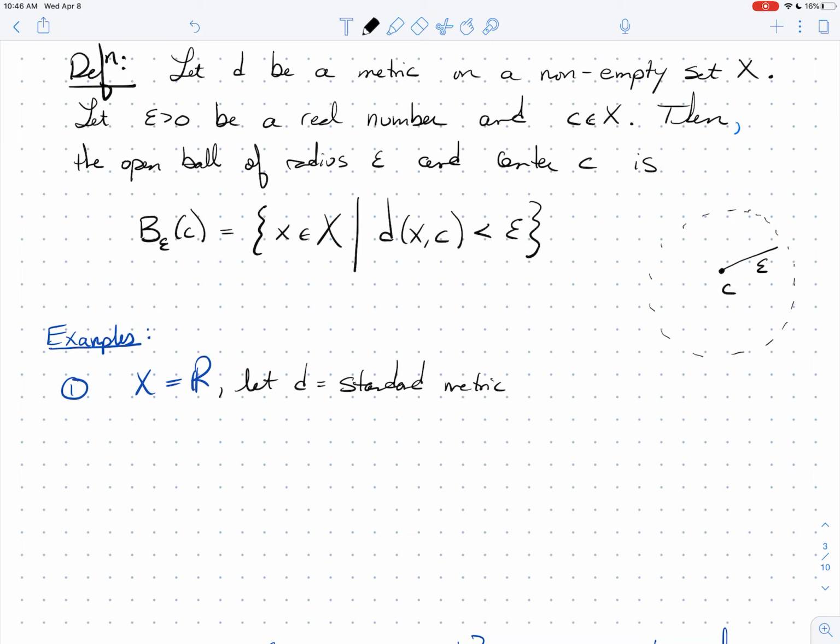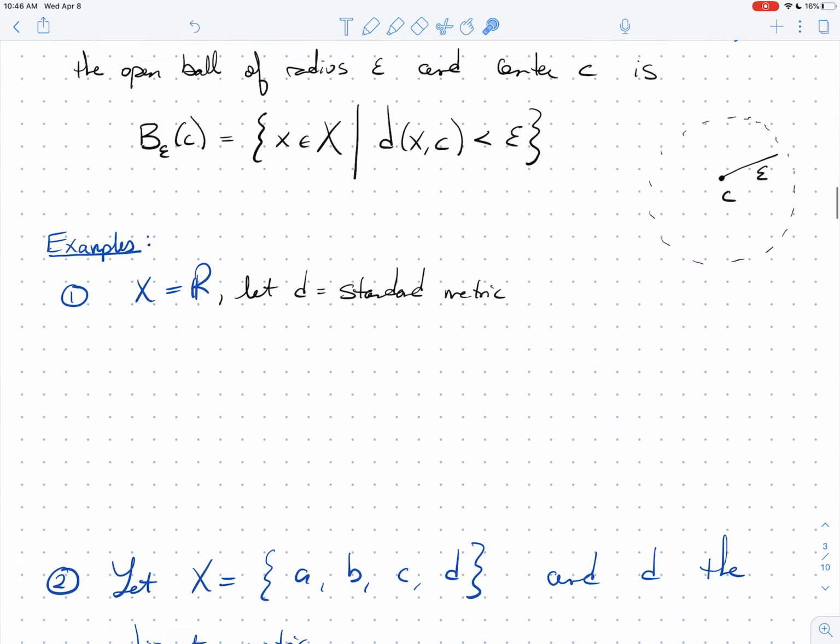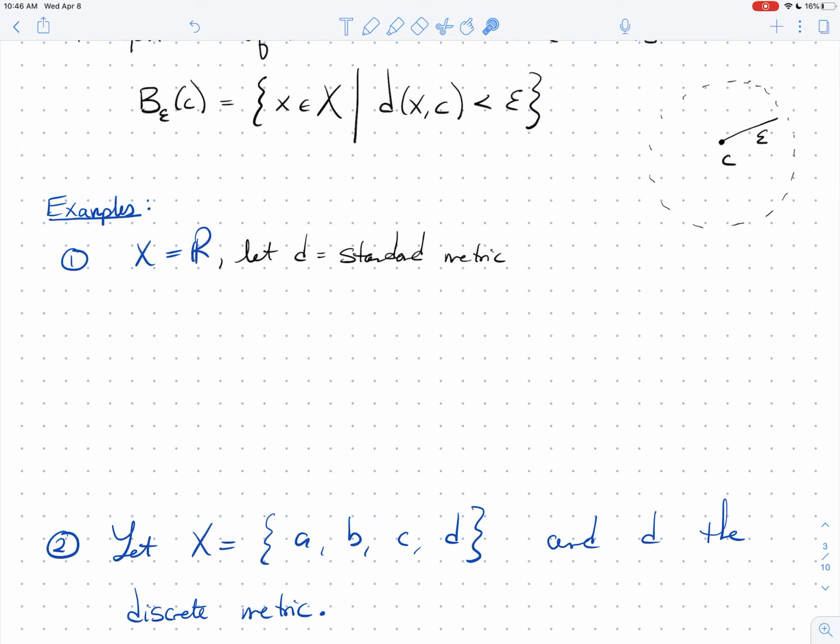Okay, so let's do some examples of these. This picture that I just drew is the right mind picture to have, but you need to realize that not every metric space looks like this. There are some interesting examples of metric spaces where the balls are actually square or flat or who knows what. So let's see some of these.